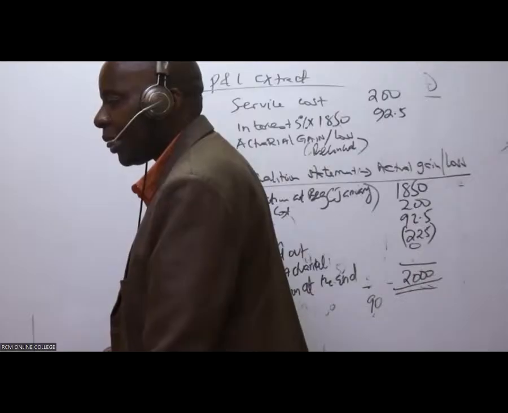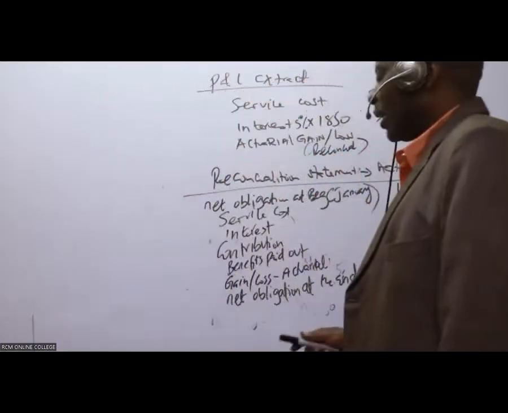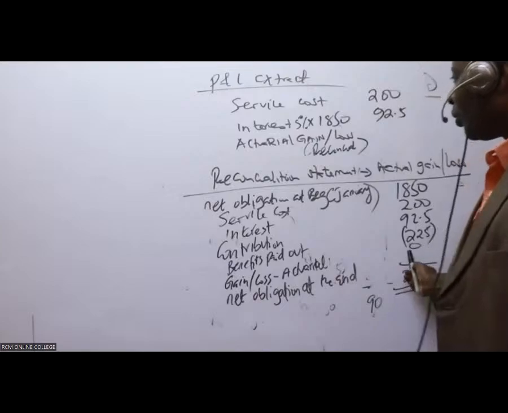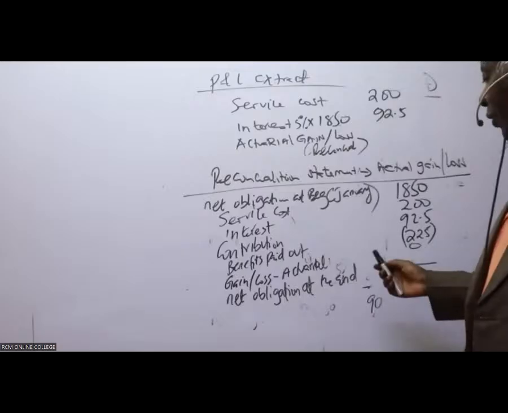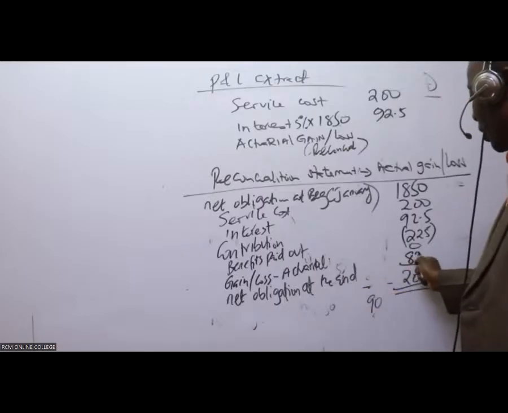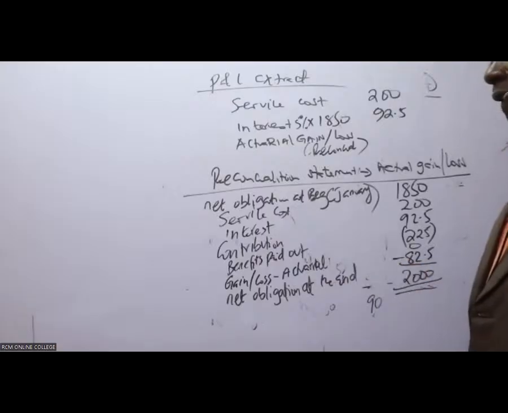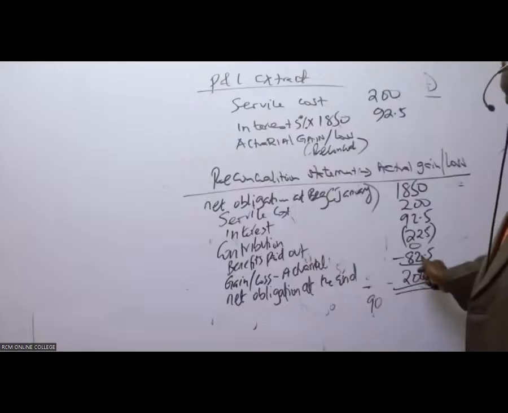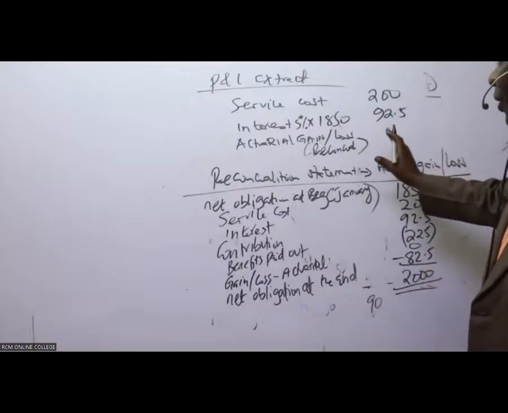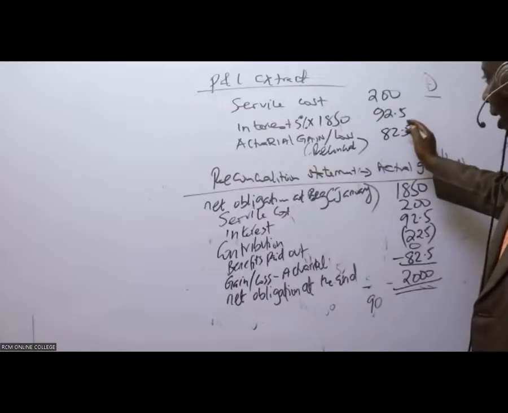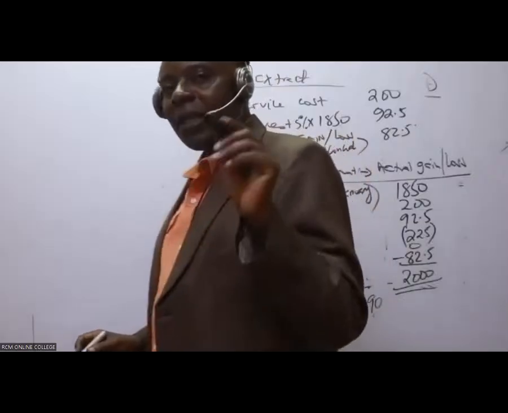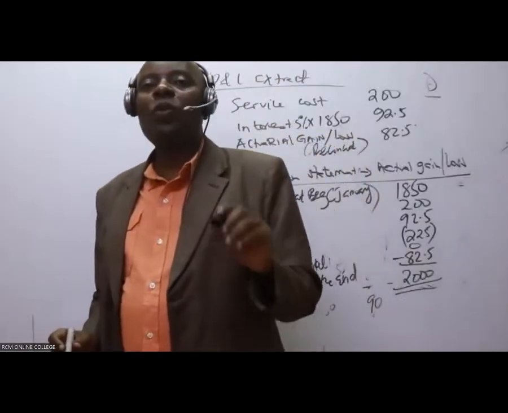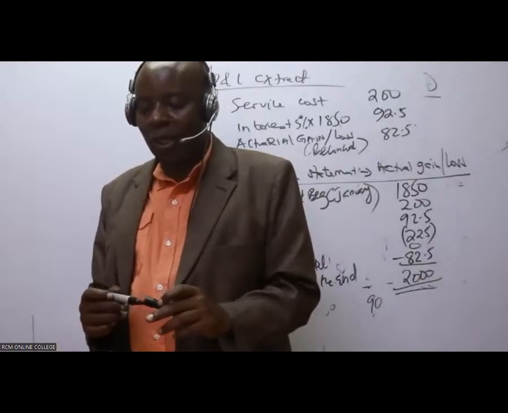They give me the balancing figure, which will be your actuarial. 82.5 negative, I'm being told. Simply take this 82.5 and don't even write a negative. Put it there. But again, in advanced AFR, you must read the question several times, not once, not twice.